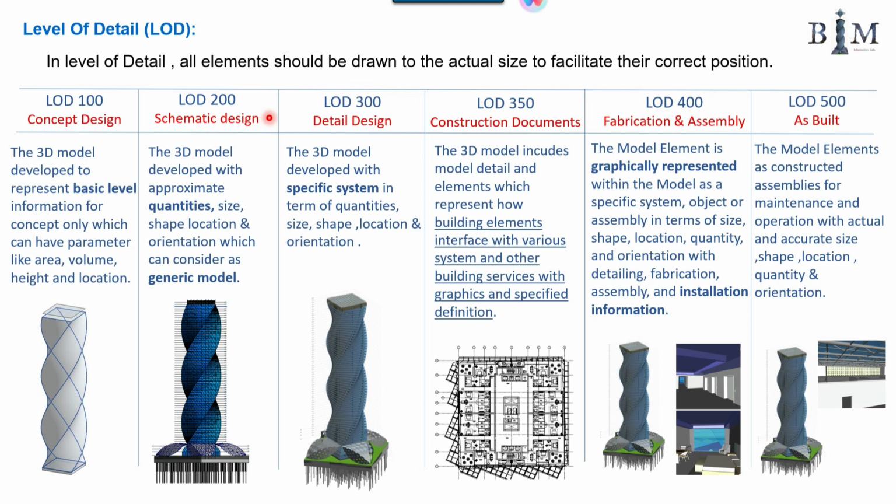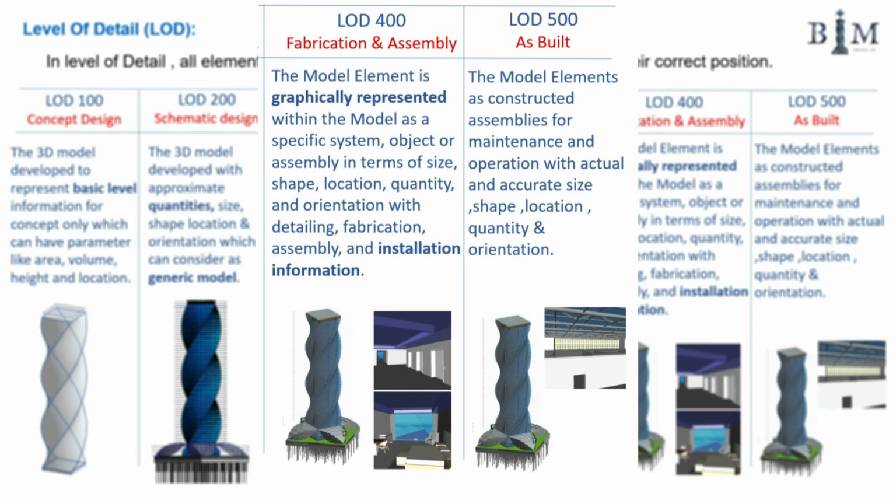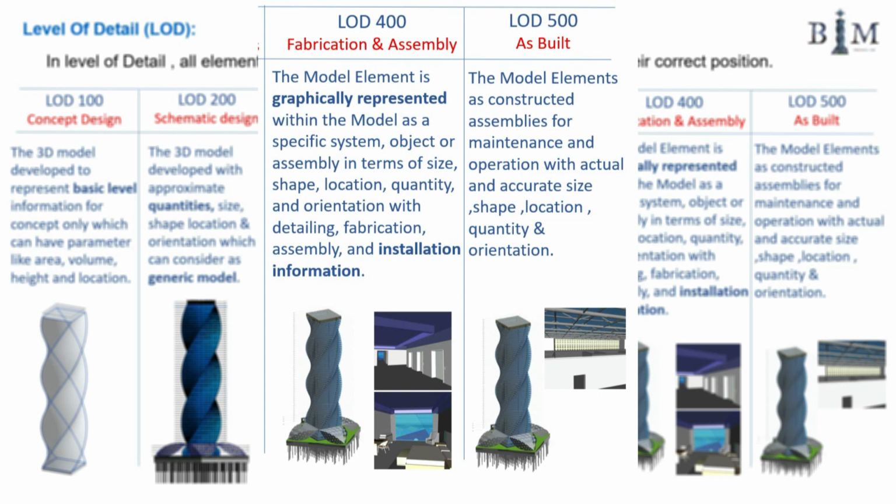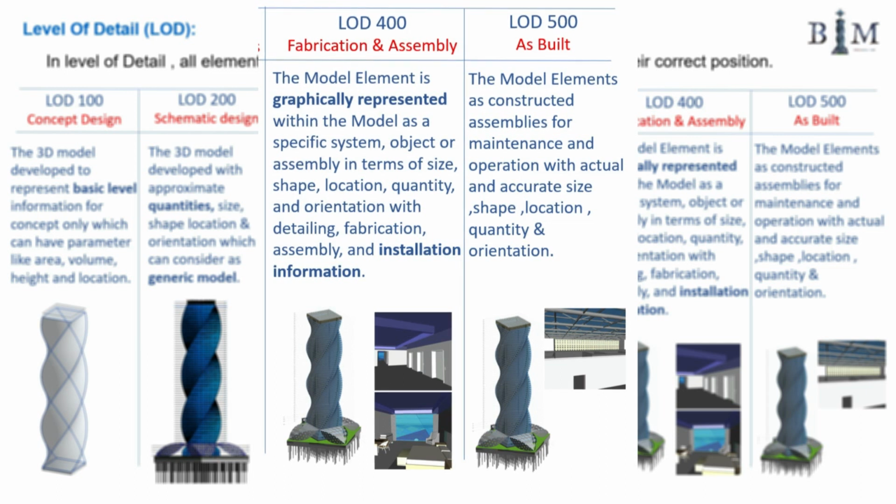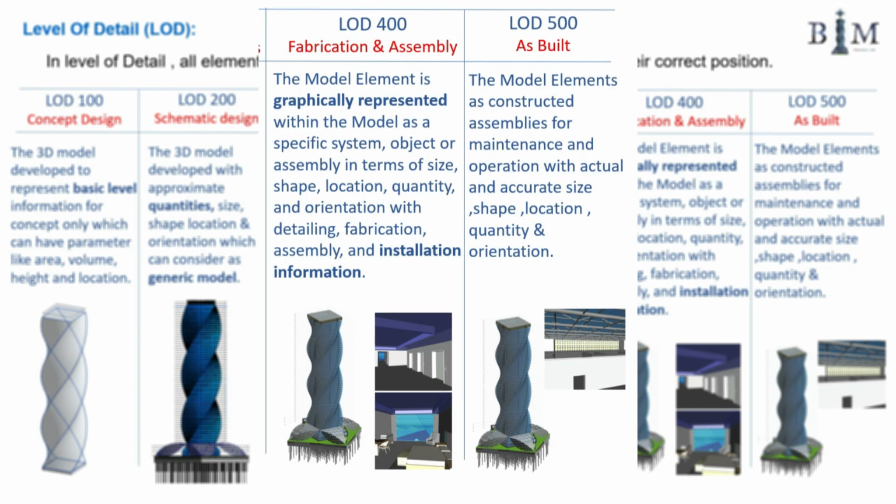For your information, LOD 400 and LOD 500 are the same. The only difference is that the LOD 400 model and drawing is not as per site condition. In the site maybe there are some modifications during the installation process which need to be updated in the LOD 400 drawing. So after modification on the LOD 400 drawing we will have the LOD 500 drawing which is as per site, or this model is known as as-built model or drawing.